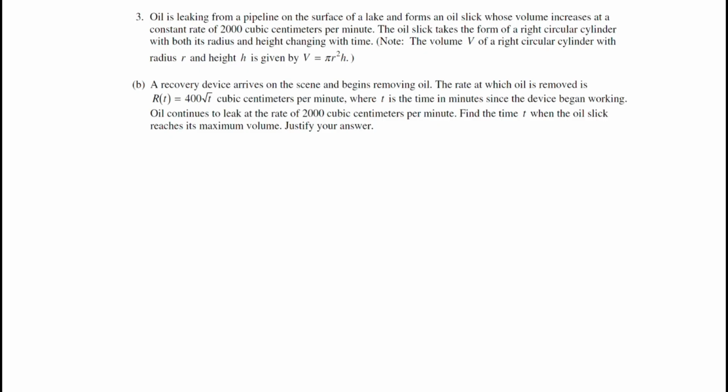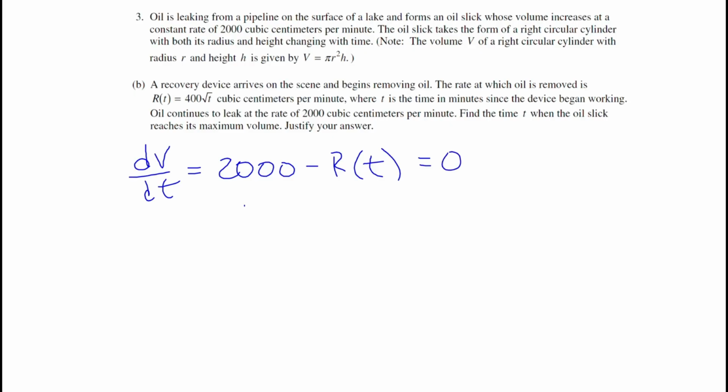And so effectively, we just want to know when the rate of change of the volume is going to equal 0. So the rate of change of the volume, which we could say dV/dt, is 2,000 minus the rate at which it's being removed. So in other words, when does this equal 0? Well, that'll be when r of t is equal to 2,000, right? Or we could just graph 2,000 minus r of t and see when that is equal to 0.